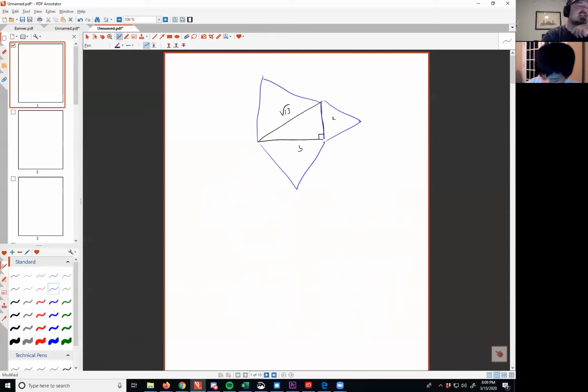This time I'm not actually going to compute the areas. I'm just going to write the formulas down. We would have 2 squared times √3 over 4, 3 squared times √3 over 4. Wait, this is already familiar. It's already just 4, 9, 13 again.